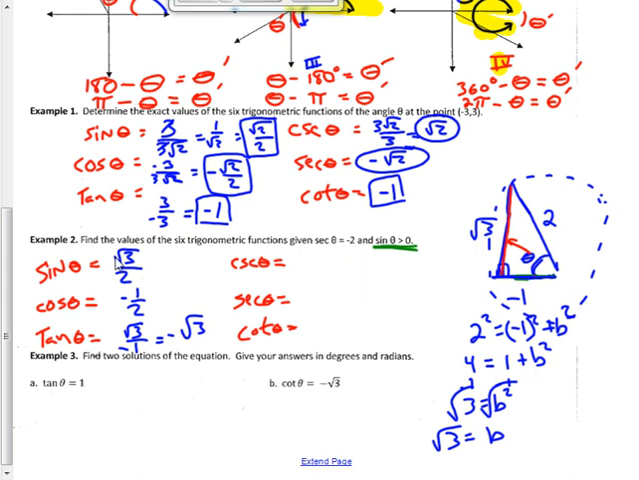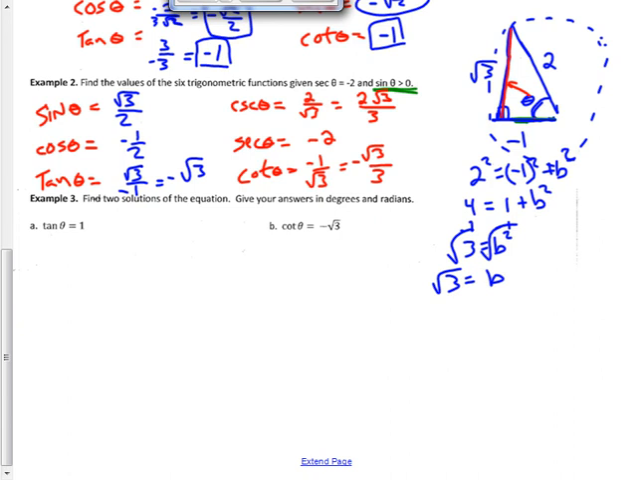The cosecant then is flip over the sine, so I've got 2 over the square root of 3. I can't leave it that way, so I rationalize the denominator, and I get 2 square roots of 3 over 3. The secant, well, they already gave us the secant, but it's also the reciprocal of the cosine. And then cotangent is -1 over square root of 3, the reciprocal of tangent. You can't leave it that way, so I rationalize the denominator, and I get negative square root of 3 over 3.